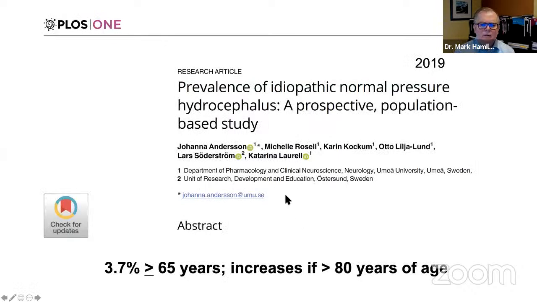This paper looked at just the prevalence in iNPH, and you can see they showed that over the age of 65 is about 3.7%. This was again from Sweden, and it increased again if you were greater than 80 years of age. So adult hydrocephalus is a common disorder.